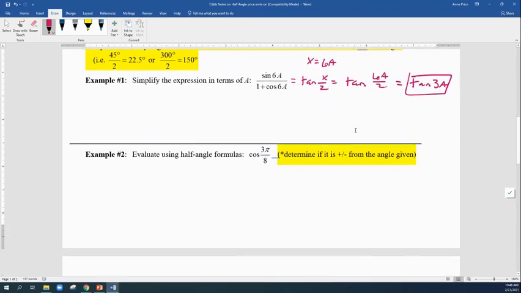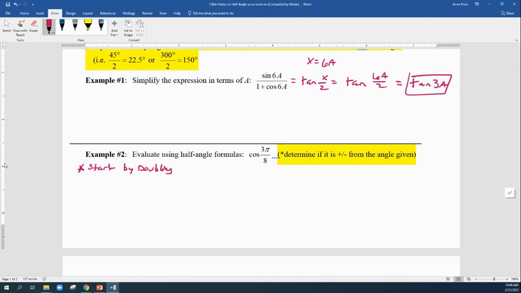Example number 2, evaluate using a half angle identity. So you are going to be seeing more radians that you may not be familiar with on that. And it says here, determine if the plus or minus from the angle that it's given. So we're evaluating cosine of 3 pi over 8. So you can do this a couple ways. You're going to start, you kind of almost start by doubling.